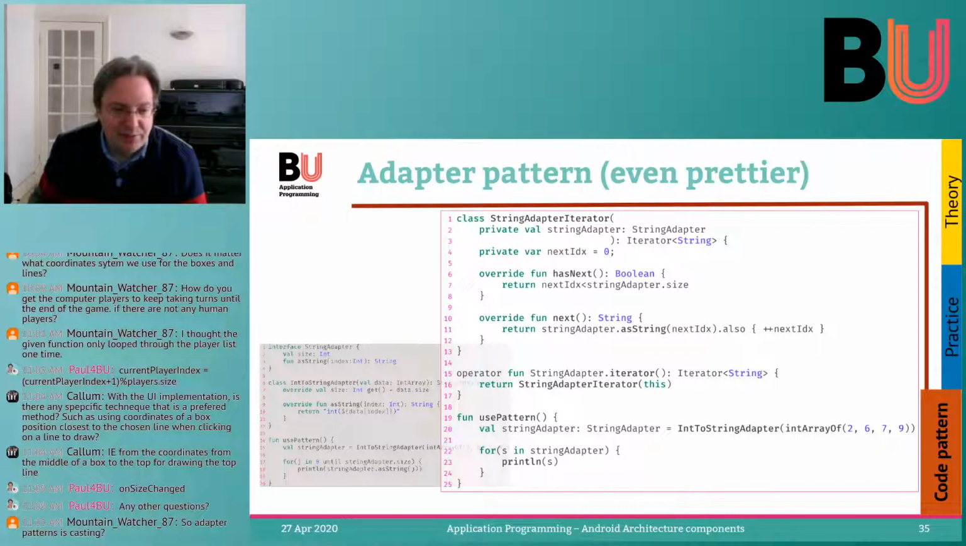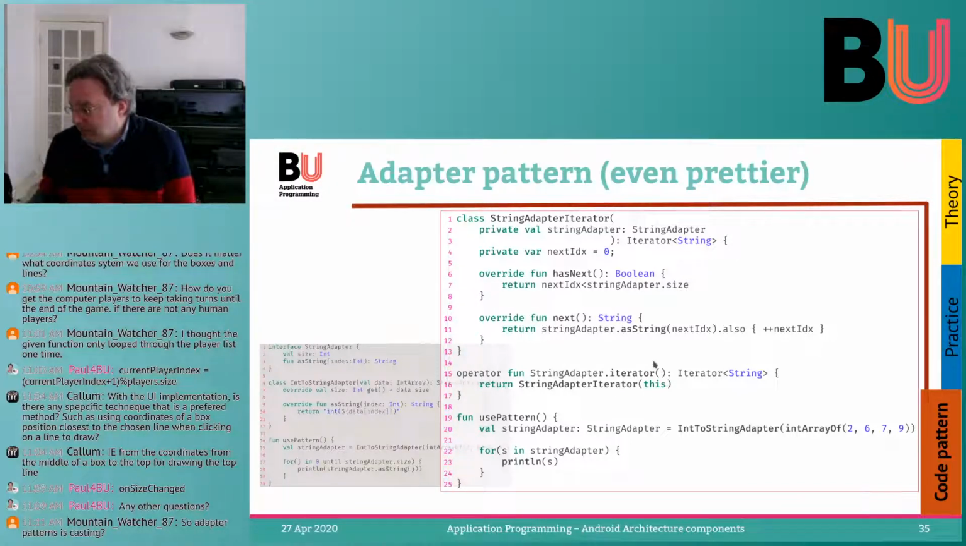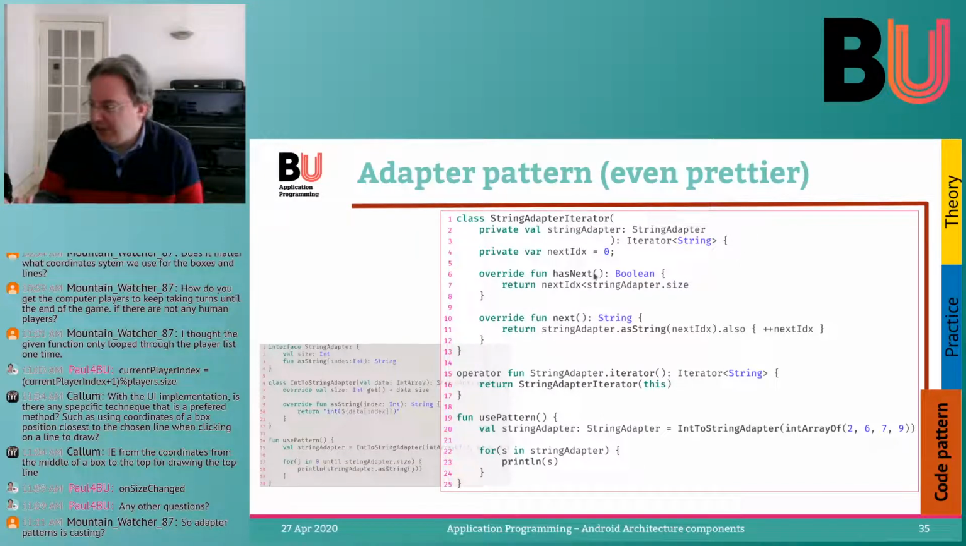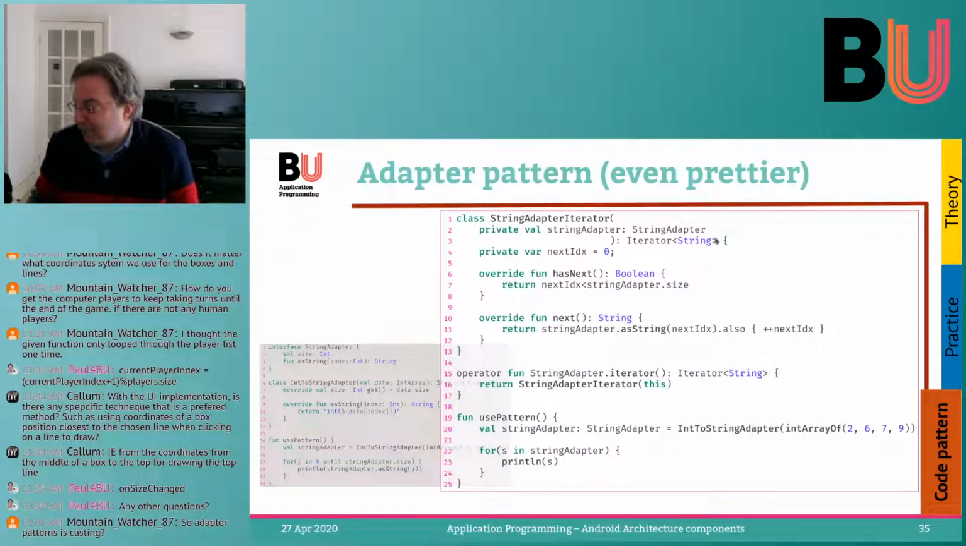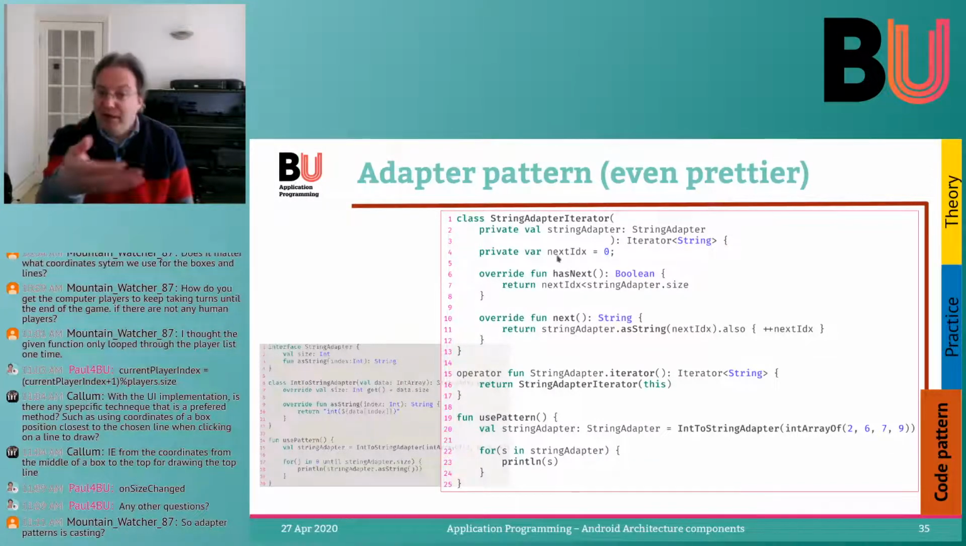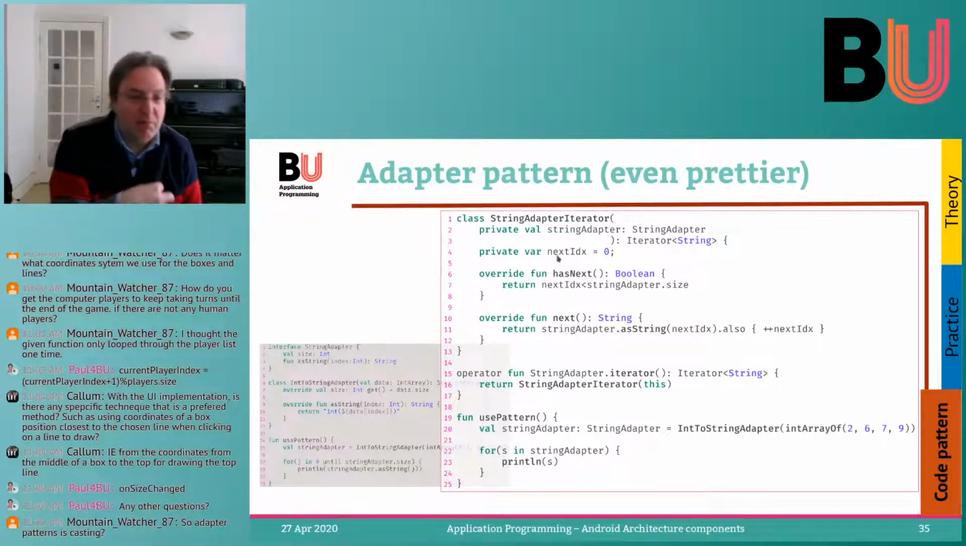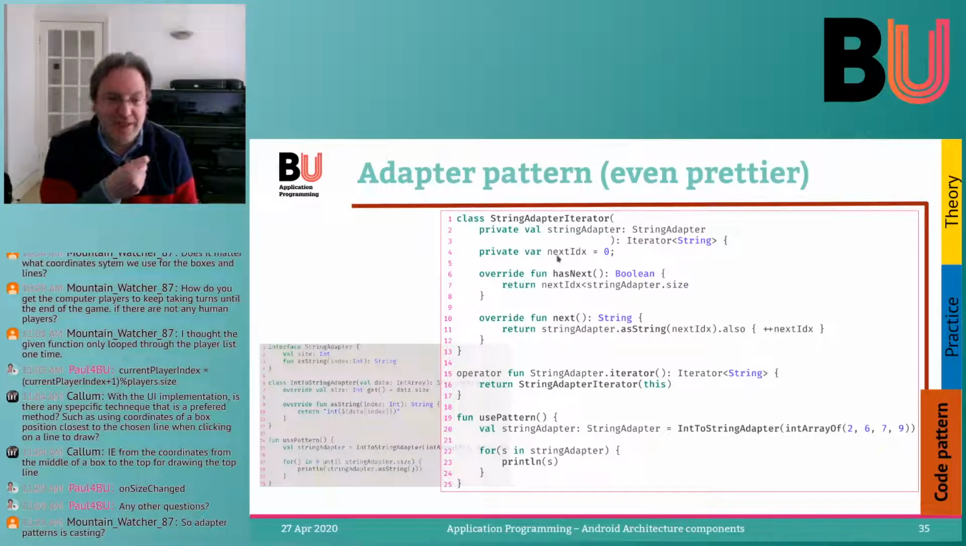Basically, we now create a string adapter iterator on this particular string adapter. When we do that, we store the string adapter that we're working on. This is the adapted object. And then we provide the iterator interface, an iterator of strings. We need another property to make this work because iterators actually do have a little bit of state: what is the current one? So we store the next index.